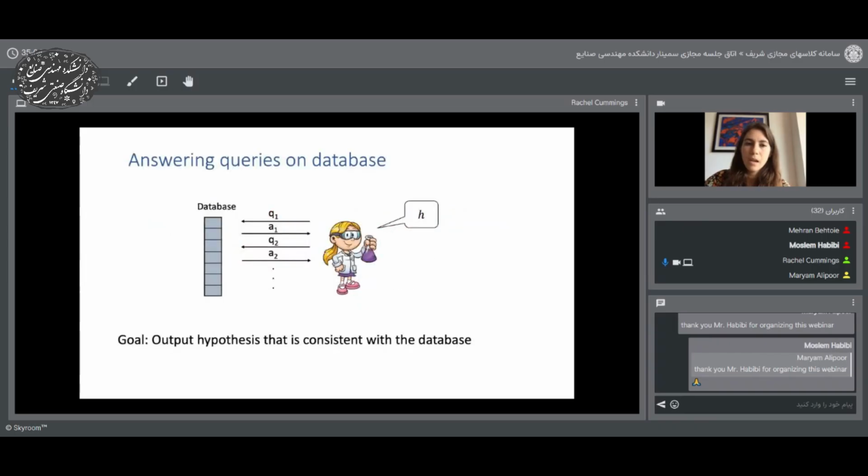So great. What do we actually mean when we talk about online learning? We might think about answering queries on some database. For example, here we have a scientist who wants to access data through some queries, get back answers, ask a new query, get back a new answer, and eventually she wants to output some hypothesis that is consistent with the data.